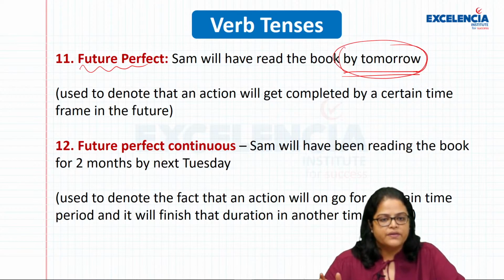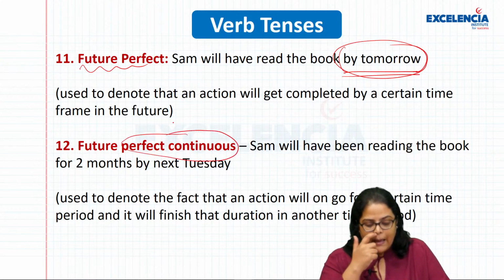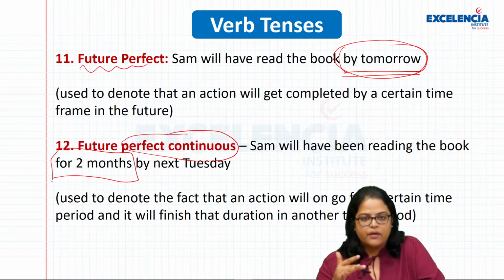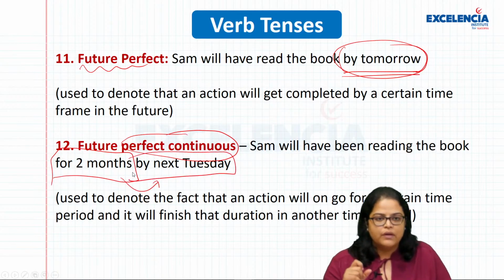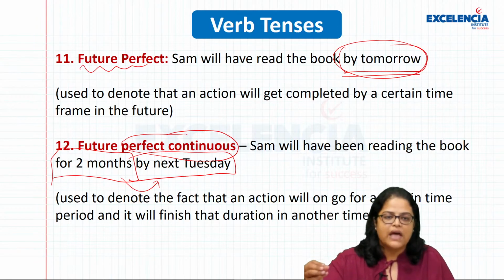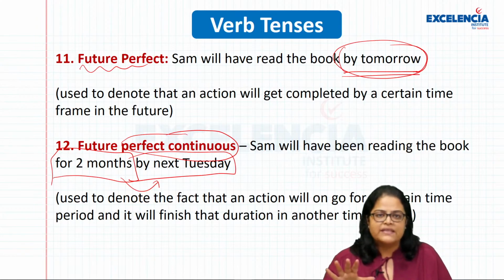That's future perfect. Again, future perfect continuous, very rare. Action will be ongoing for a certain time period and it will finish this time period by another time. As in, slightly complicated. Aditi will have been living in this house for a decade by next year. So I will not finish living in this house. I will finish a decade by next year. So there are 2 time clues. So I'll finish one duration by another time frame.